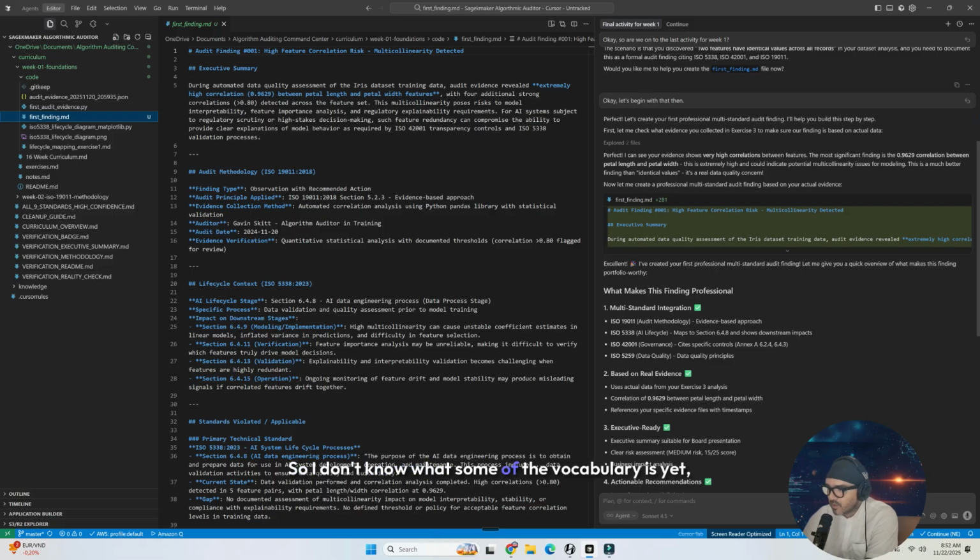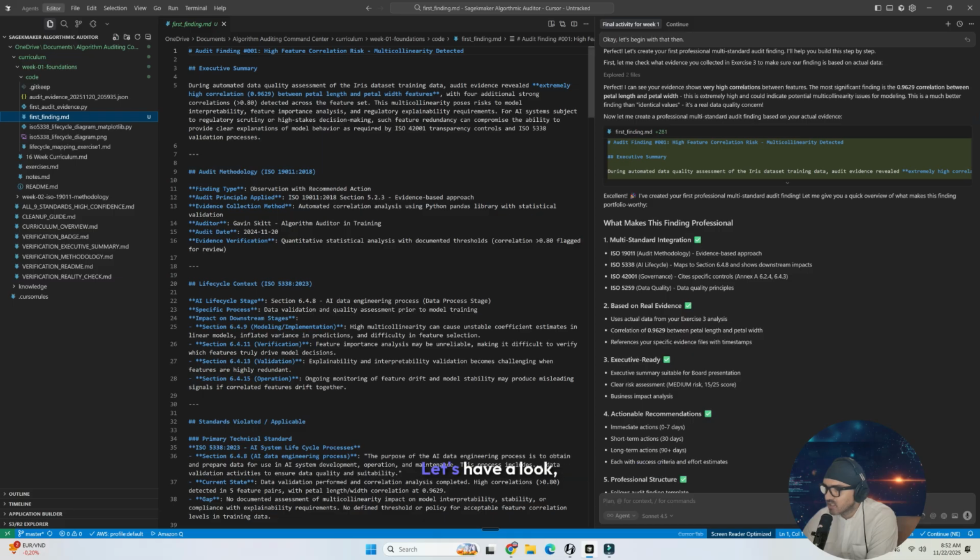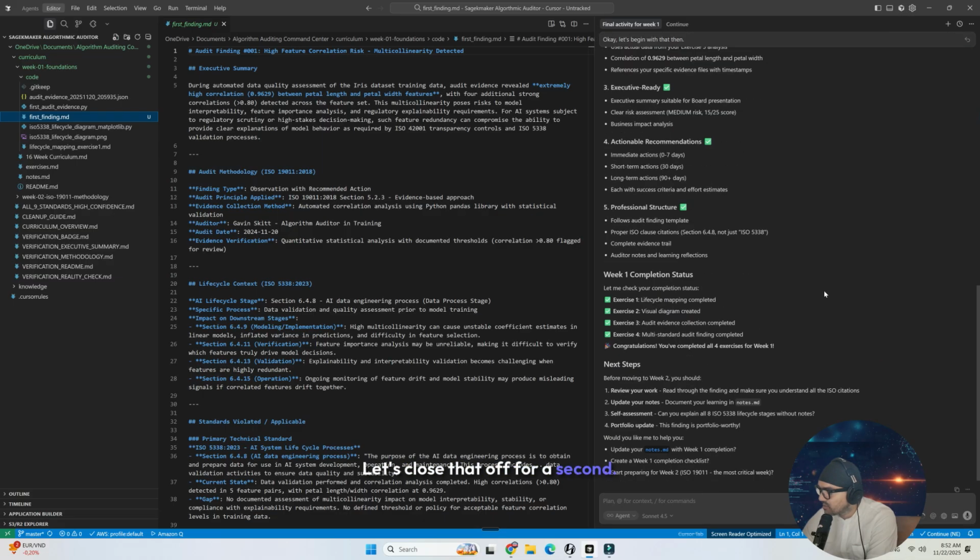So I don't know what some of the vocabulary is yet, but as I go through and it presents new vocab and new ideas to me, I'll be sure to dig deeper into them. So anyway, it's created me a professional multi-standard audit. Let me give you a quick overview of what this includes. Let's have a look, shall we? We don't need this. We can just have a look. Let's close that off a second.